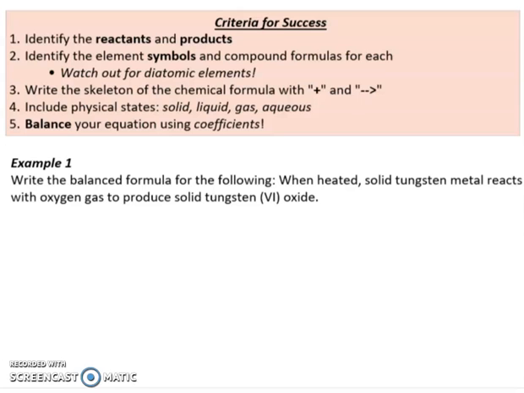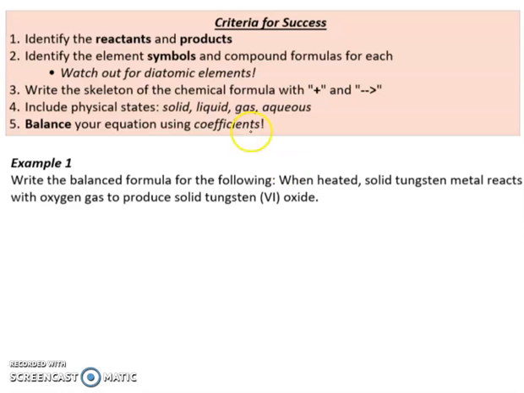All right, so when we are given a word problem where we have to find the formula and find the equation from words, we can follow these 5 steps up at the top. This is also in your OneNote for you to reference. So I have, write the balanced formula for the following. When heated, solid tungsten metal reacts with oxygen gas to produce solid tungsten(VI) oxide.